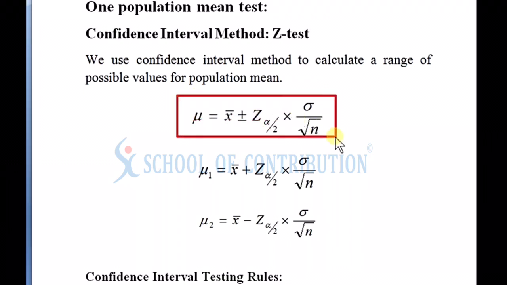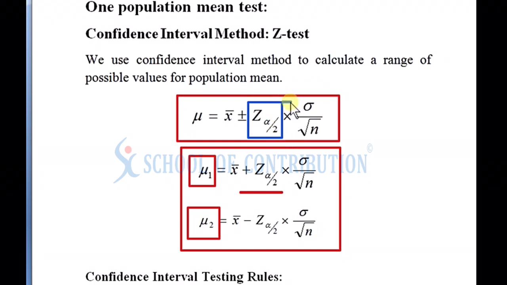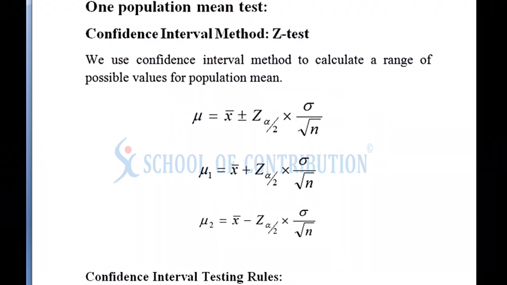We have also come to know the formula for calculating our confidence interval, and from this formula we find two confidence interval values. One value is referred to by mu1, another by mu2. We repeat once again, to calculate the interval we have to use the total critical value of z all the time, whether the hypothesis is one tail or two tail, it doesn't matter. So far in this video we have seen how to calculate the interval and what the different testing rules for the confidence interval method are, and that's all from this video.